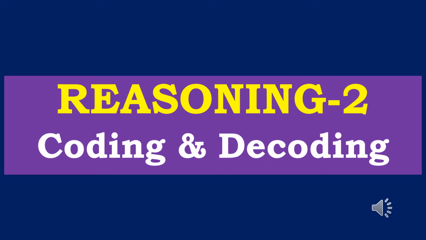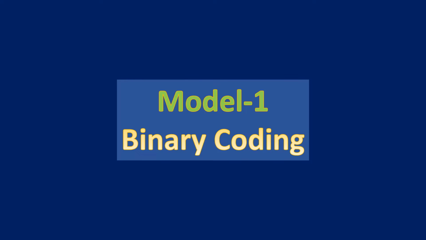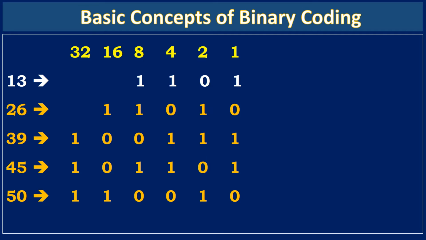Reasoning 2. Coding and decoding. Model 1. Binary coding. Basic concepts of binary coding. The numbers 32, 16, 8, 4, 2, and 1 represent the powers of 2, from 2 power 5 to 2 power 0. They are often used in binary coding to represent the different values in a binary number.